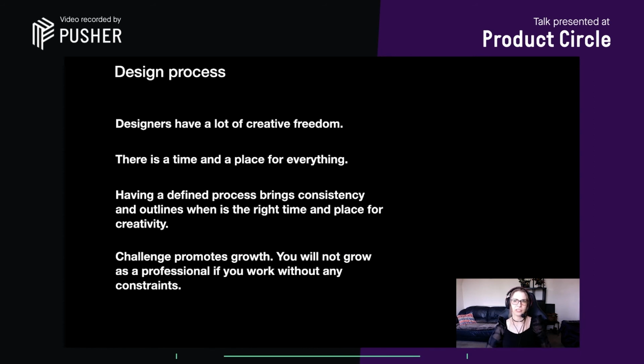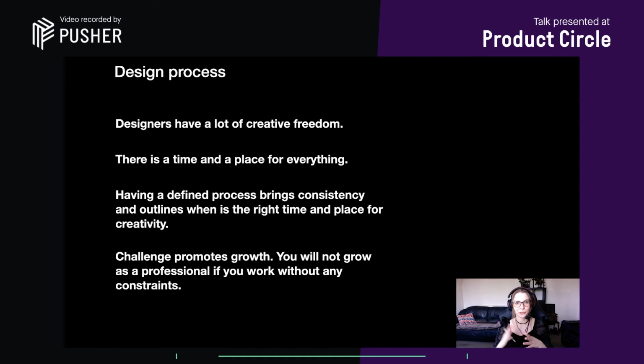It's because designers, we have a lot of creative freedom, right? We're not equal to artists, but we do have a lot of creative freedom. And at the end of the day, we are here to solve a problem and we're getting paid for it. And there is time and place for everything, right? There is time for work and time for play. And having a defined process makes this whole design consistent and gives you a dedicated time and space where you can unleash your creative freedom.